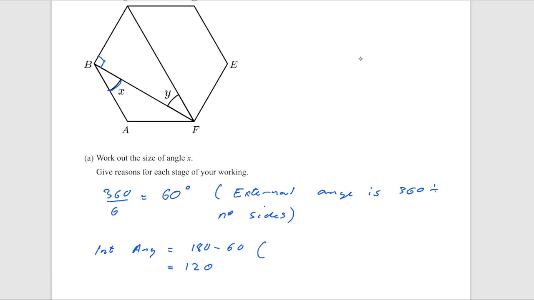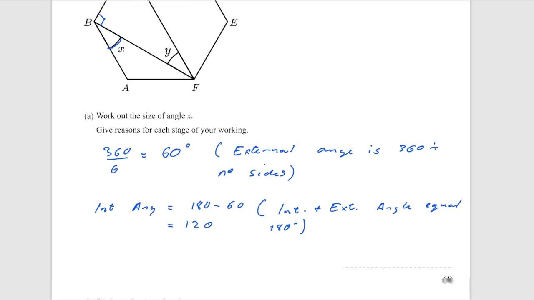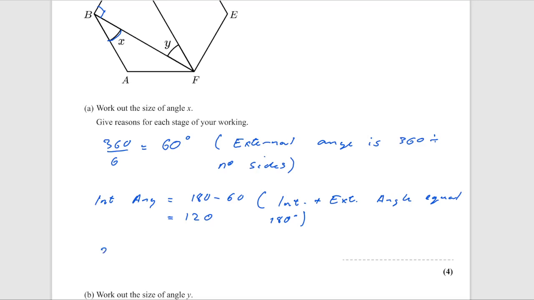And the reason for that is interior angle plus exterior angle equals 180 degrees. I should really write the full words, but you get the idea. And then finally, I'm going to say that x is going to be equal to the interior angle minus 90 degrees. I should probably have said that. The reason for that, which I'll do in a second, so 30 degrees.